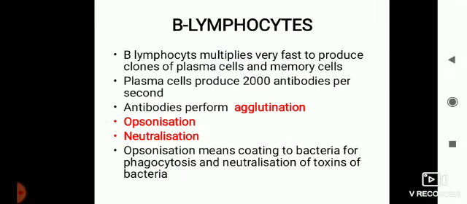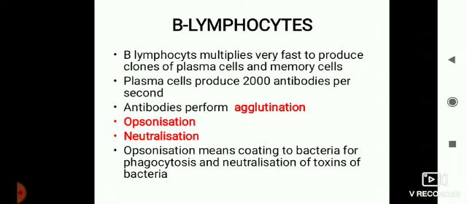Next one is B lymphocyte. Like T lymphocytes, B lymphocytes mature in Peyer's patches of the gut and tonsil. B lymphocytes multiply very fast. They produce 2000 antibodies per second. B lymphocytes are of two types, plasma cell and memory cell.